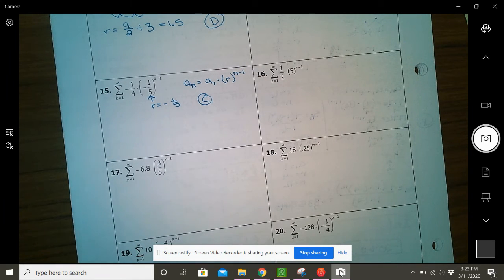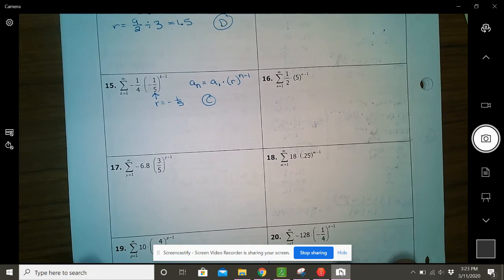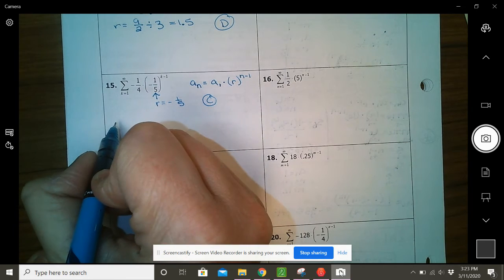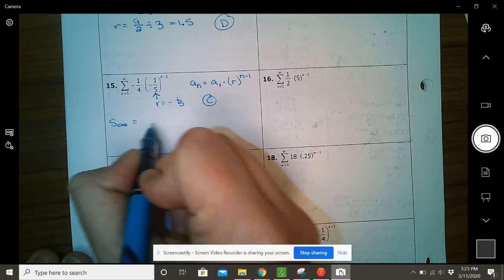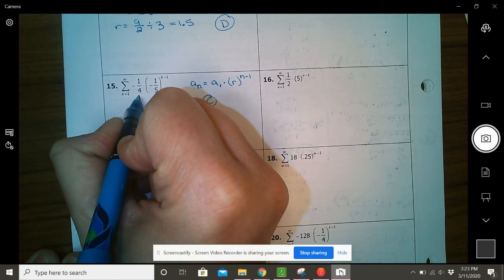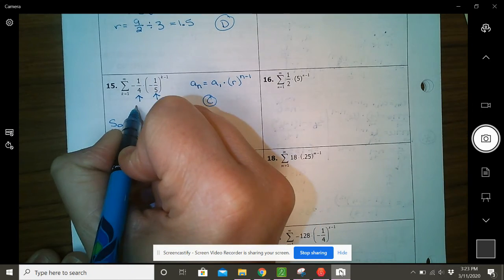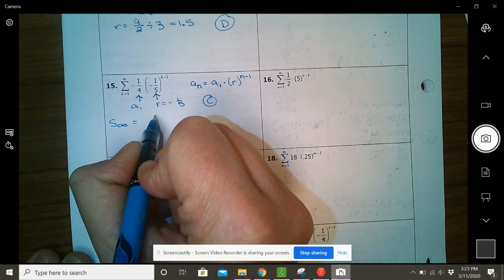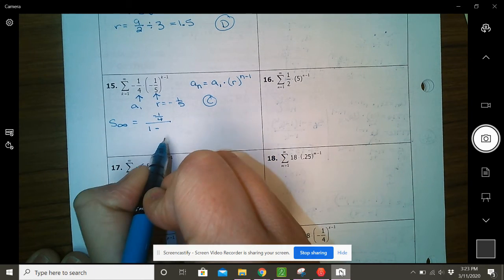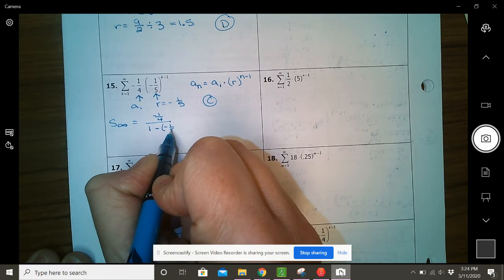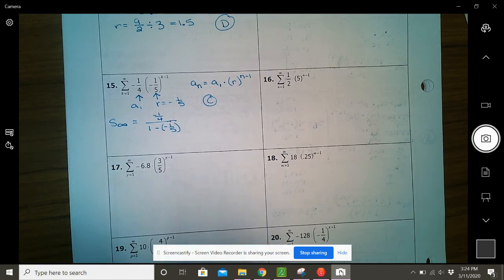If I'm using my convergent sum formula, okay, I'm finding the infinite sum. My a1 value is here, negative 1/4, over 1 minus the r value, which is negative 1/5. It's a pretty easy formula, especially since we don't have to memorize it.